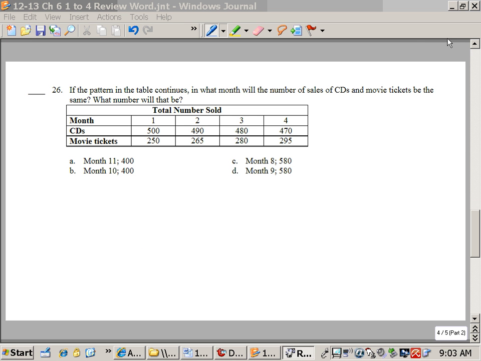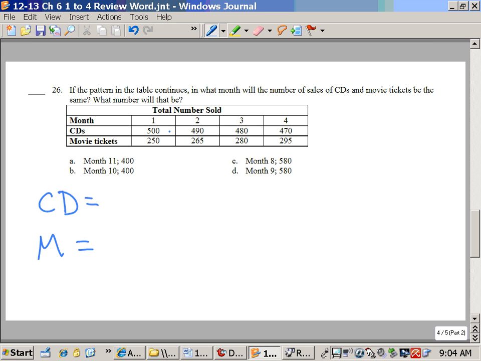All right, 26. I need to find equations for the CD, and I need to find an equation for the movie ticket. Now, for right now, I'm just going to call it CD and M. But we know both of those are going to be what? Y equals. Okay. Now, can you find the slope for CDs? Look up here. Look at what's happening. It's starting at 500 and going down by what each time? So that slope is -10x.